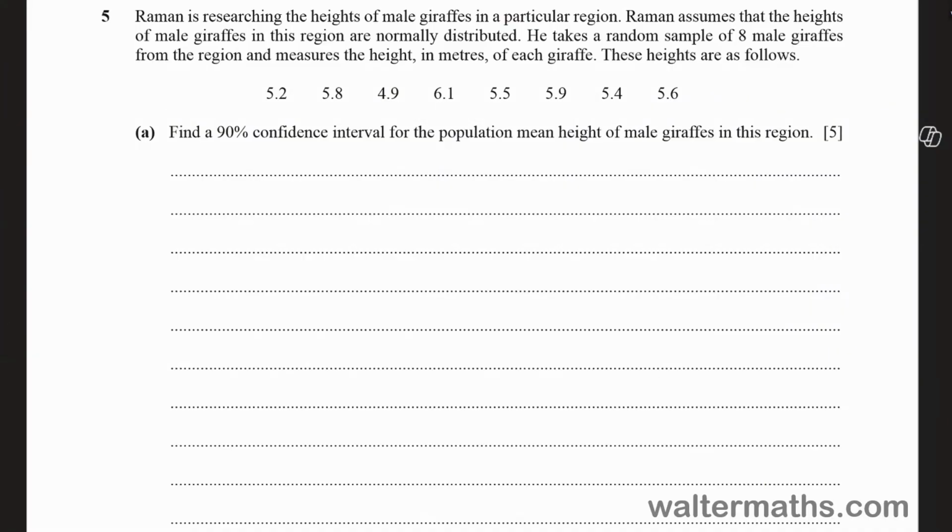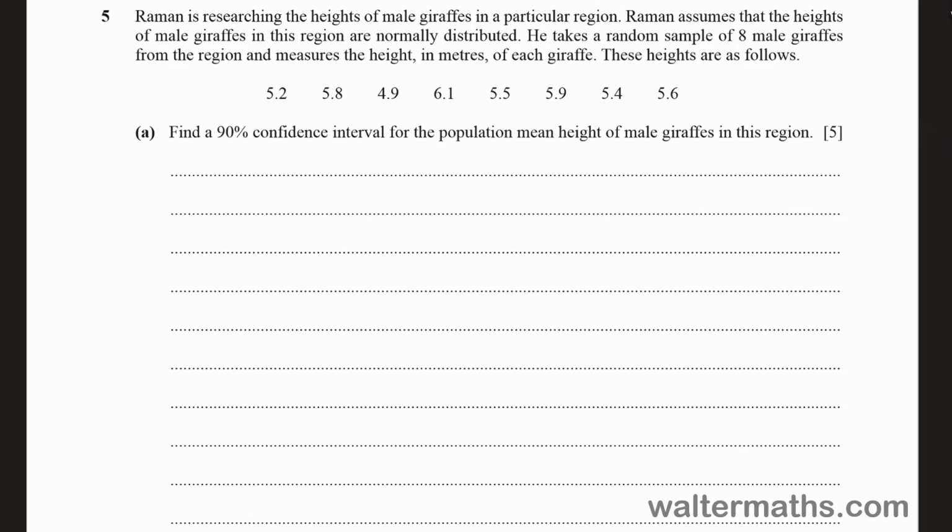The question says, Rahman is researching the heights of male giraffes in a particular region. Rahman assumes that the heights of male giraffes in this region are normally distributed. He takes a random sample of 8 male giraffes from the region and measures the height in meters of each giraffe. These heights are as follows. So we have all these data points. In part A, find a 90% confidence interval for the population mean height of male giraffes in this region.